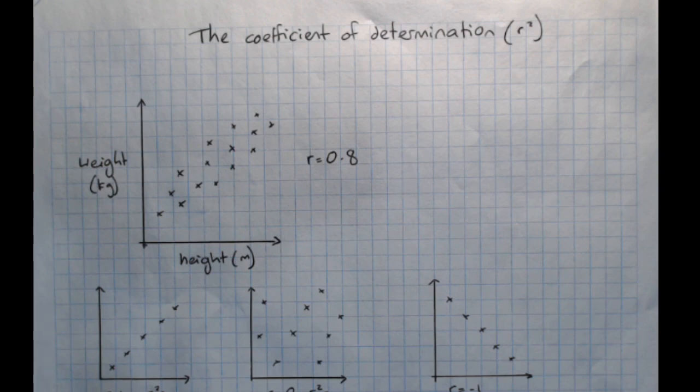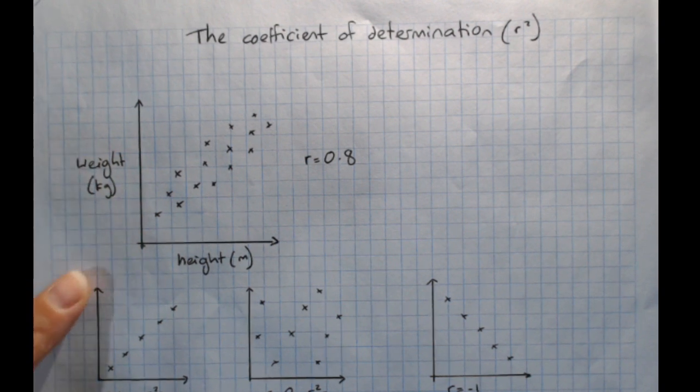The coefficient of determination, r squared. Previously, we've learned how to find the correlation coefficient, r, which gives us, of course, the strength of a linear relationship between two numerical variables. R squared gives us the coefficient of determination. What this helps us find is how much of one variable's change can be explained by another variable's change.